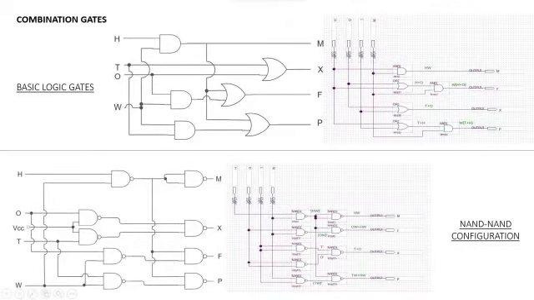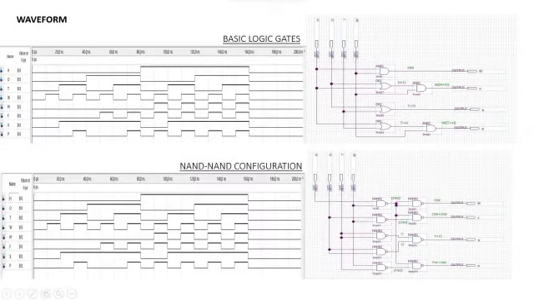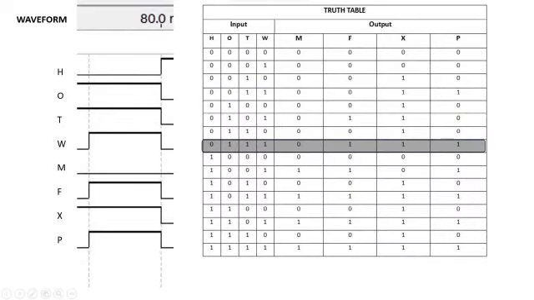And this is our combination gate. We use simulation software with our designed logic gates to get the waveform. This is our data waveform, where we can see our conversion from the logic gate to the NAND configuration is correct because both waveforms are the same. This is how we can read the data from the waveform. H is 0, O is 1, T is 1, W is 1. And the output is M is 0 and the others are 1.